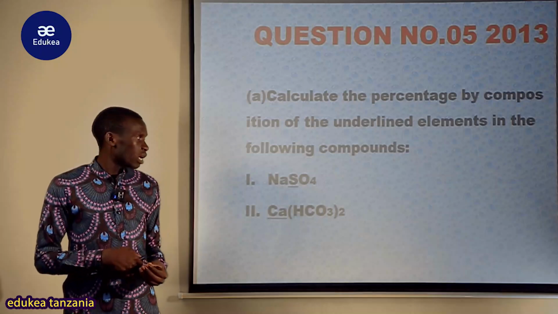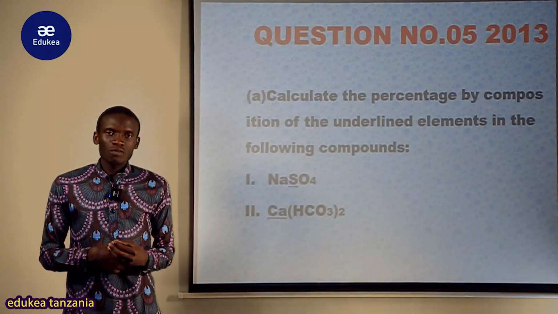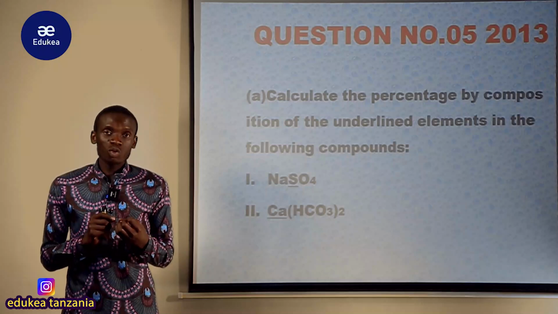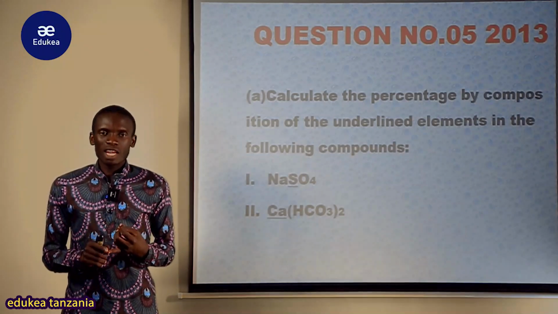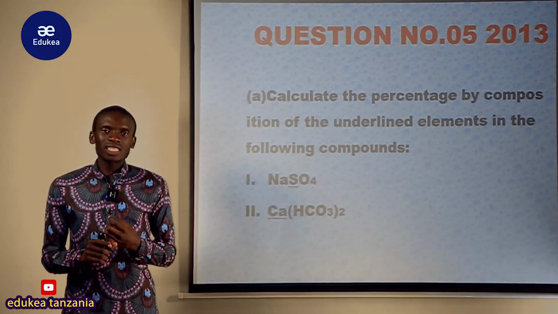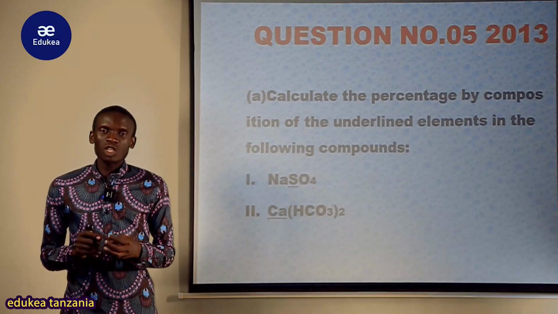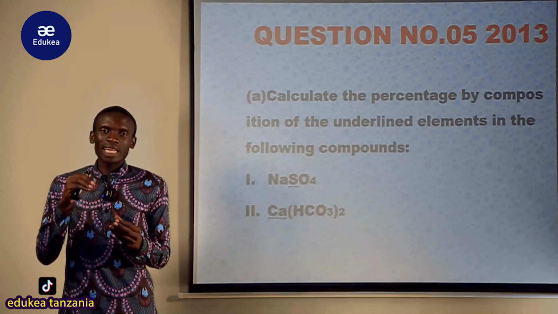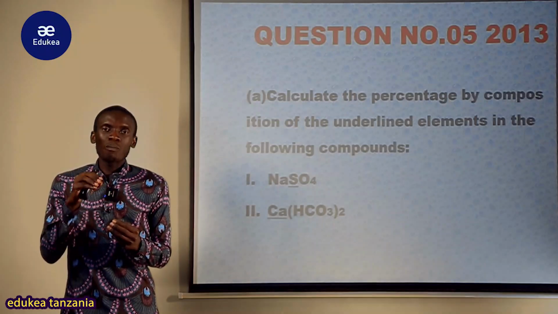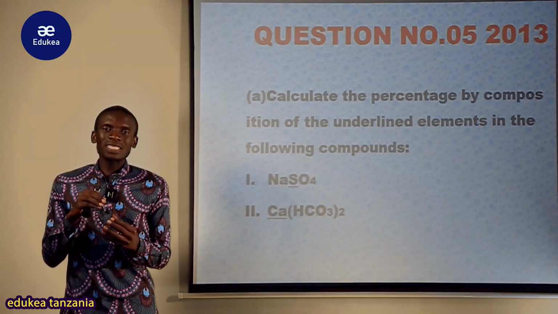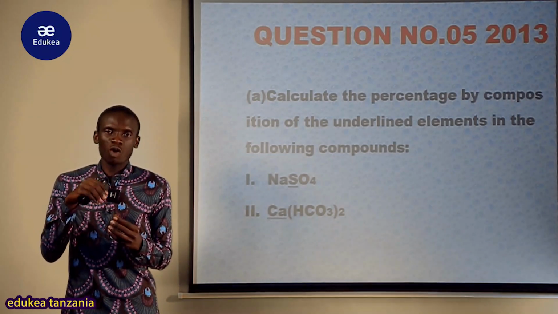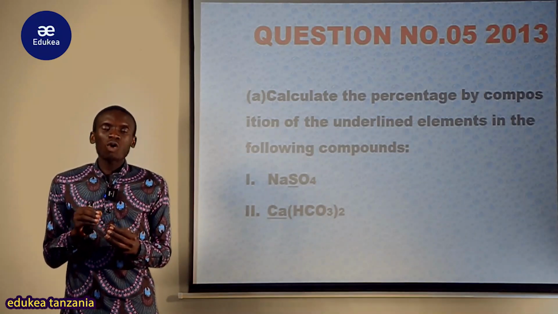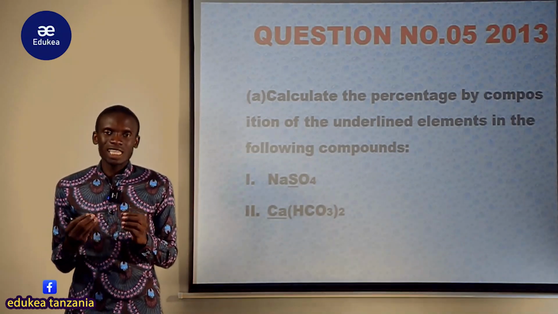Na kutafuta percentage composition, first you have to know, inatakiwa ujue namna gani ya kupata molecular mass ya compound. Maana kutafuta percentage composition, tunatafuta kitu ndani ya kitu fulani, una compare. Utakompare mass ya hiyo element au ya hiyo atom, na total mass ya compound.